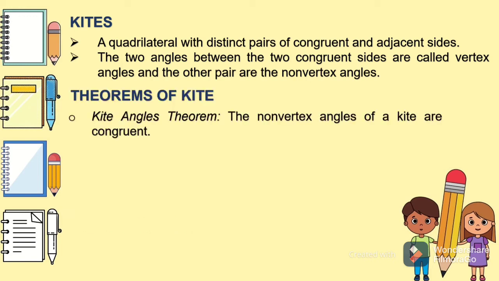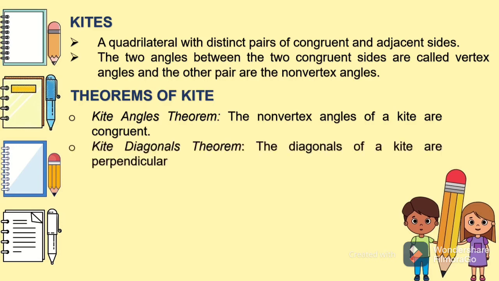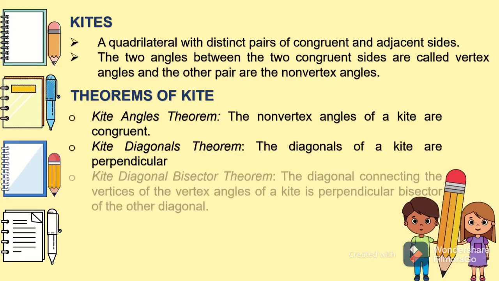Theorems of a kite. Kite angles theorem: the non-vertex angles of a kite are congruent. Kite diagonal theorem: the diagonals of a kite are perpendicular.